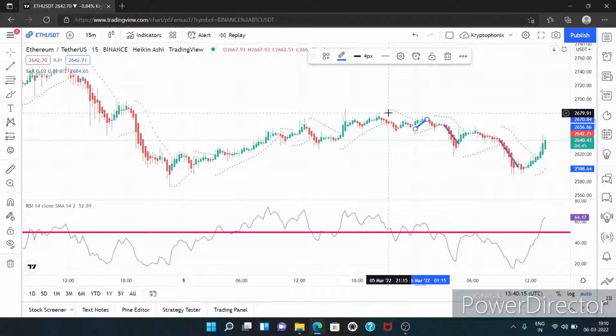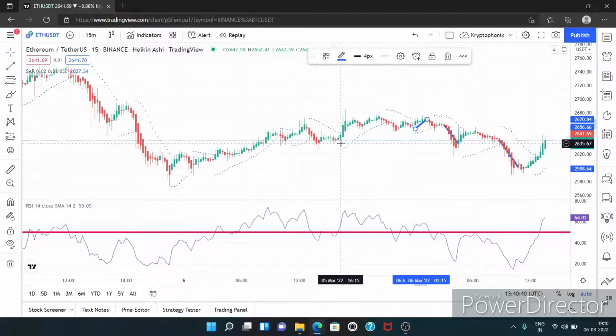Now, the parabolic SAR is giving us a signal to sell, but the RSI is telling us something different. It's a no trade zone. We will not be initiating a trade here. Also, this point over here, the parabolic SAR is giving us a signal to buy, but the RSI is going against the parabolic SAR. Therefore, we will not be initiating a trade here.